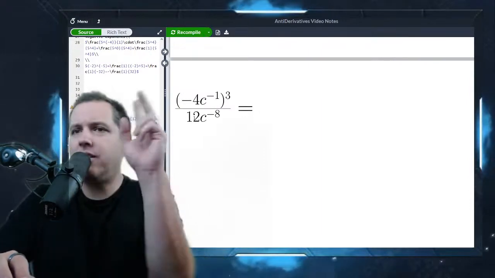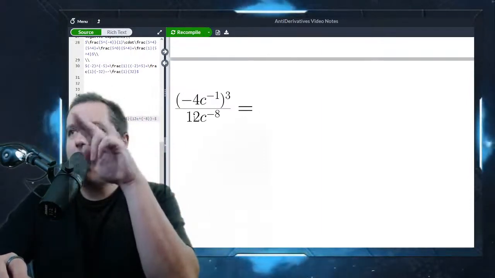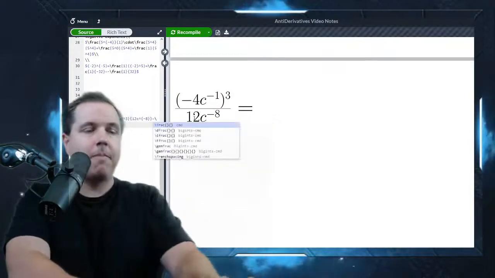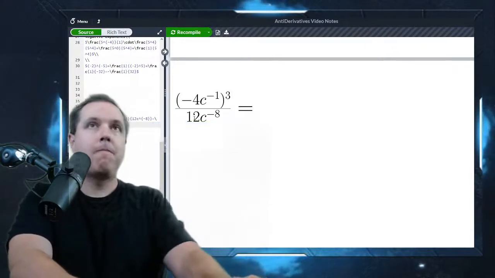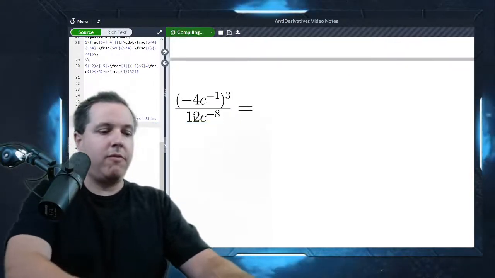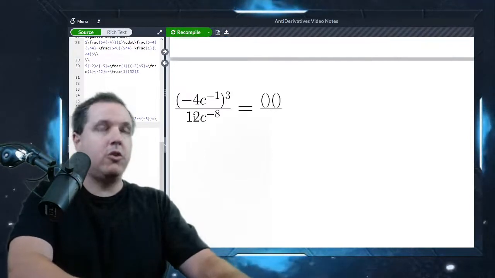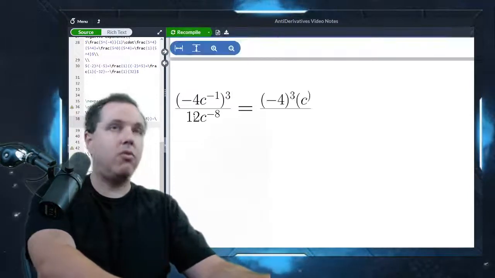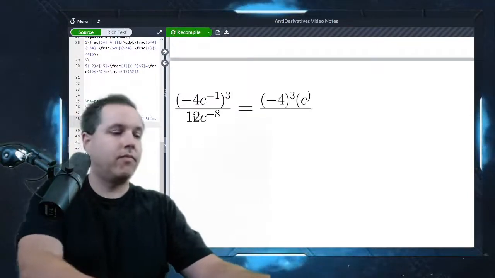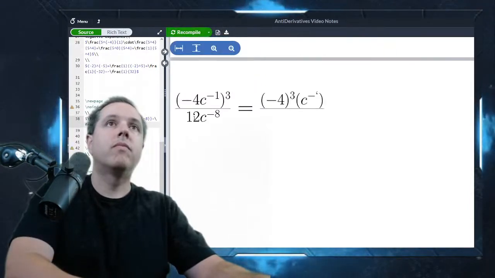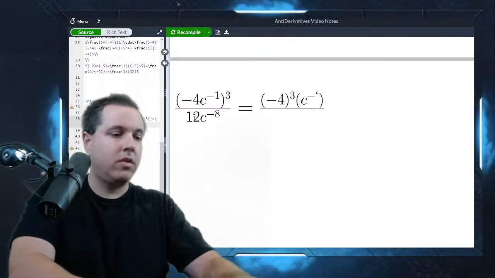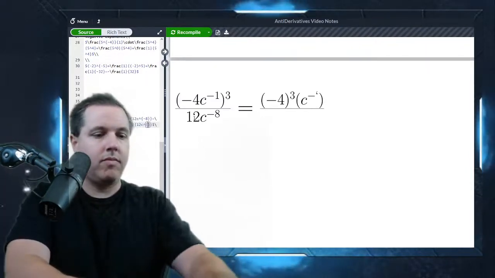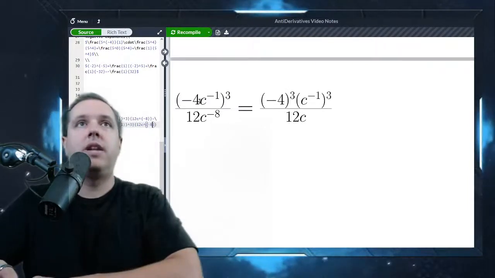So I have a rule that says, oh, if I have a product being raised to a power, then each piece of that product is raised to the power. In other words, this would become negative 4 cubed, c to the negative 1 cubed. And then 12c to the negative 8 on the bottom.